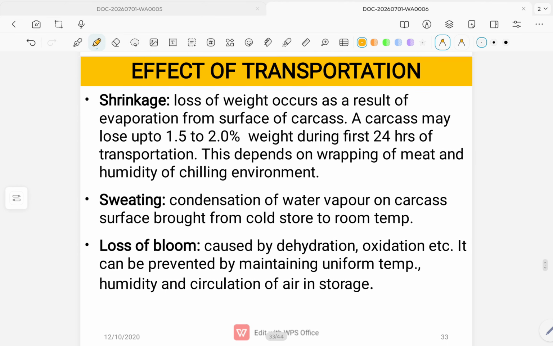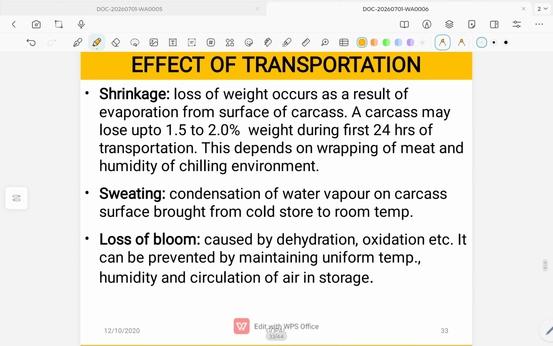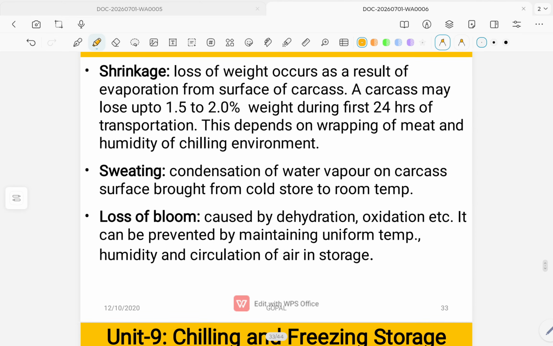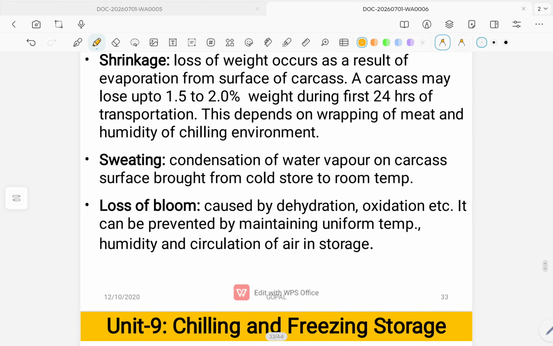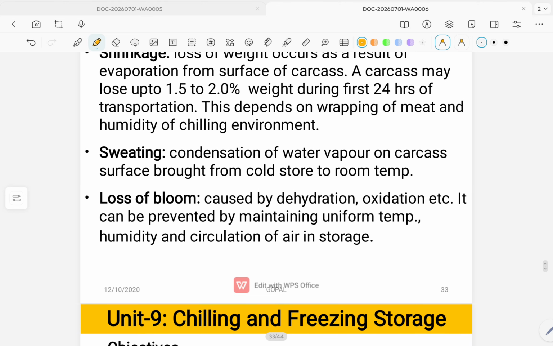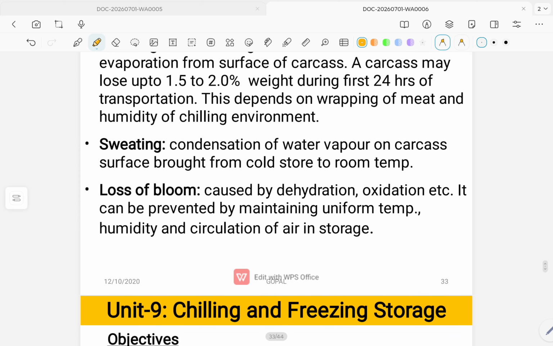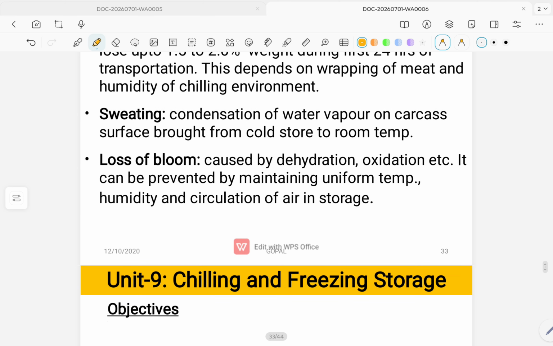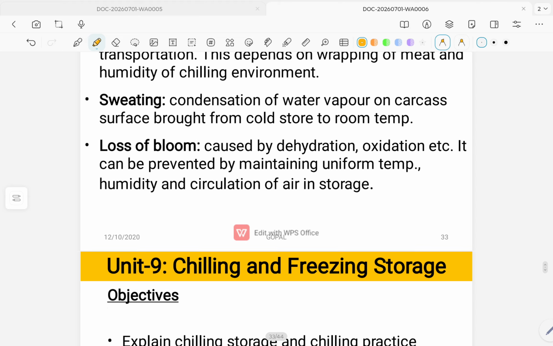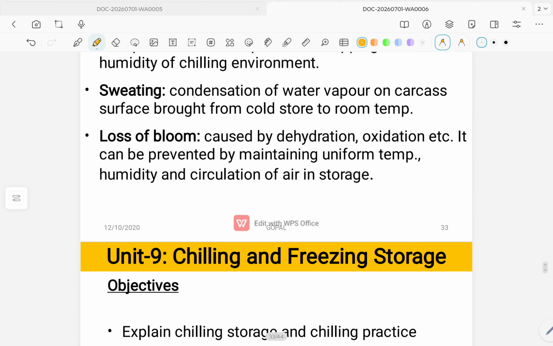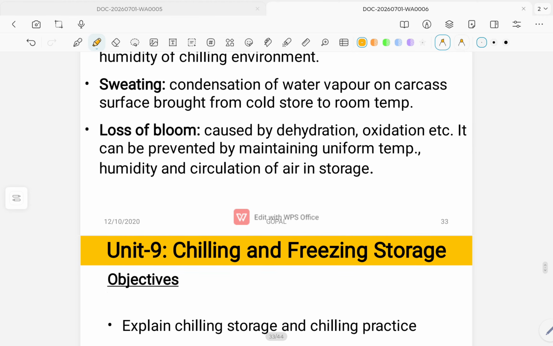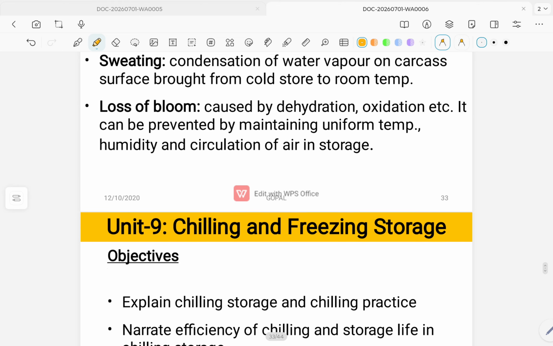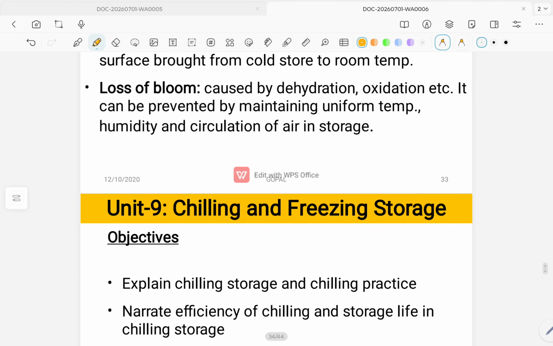This depends on wrapping of meat and humidity of chilling environment. Sweating: condensation of water vapor on carcass surface brought from cold store to room temperature. Loss of bloom: caused by dehydration, oxidation, etc. It can be prevented by maintaining uniform temperature, humidity, and circulation of air in storage.